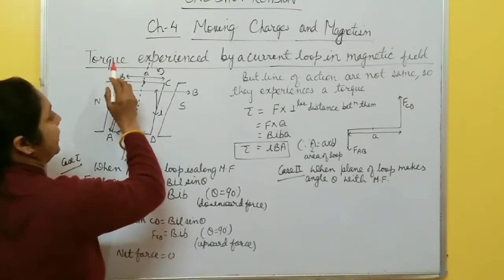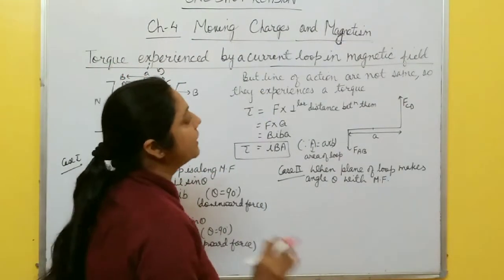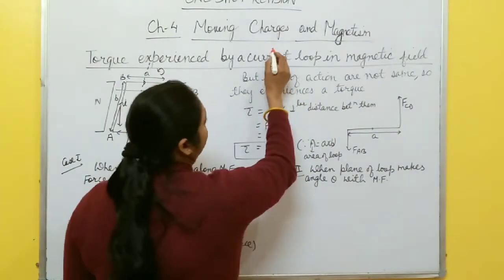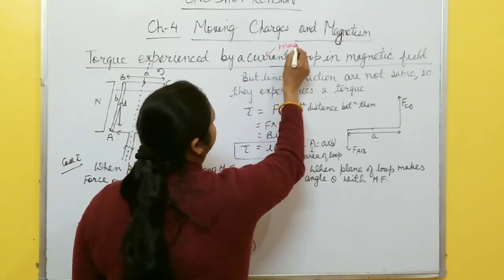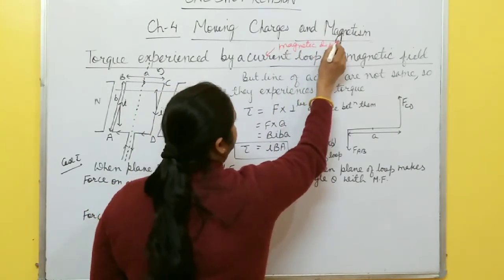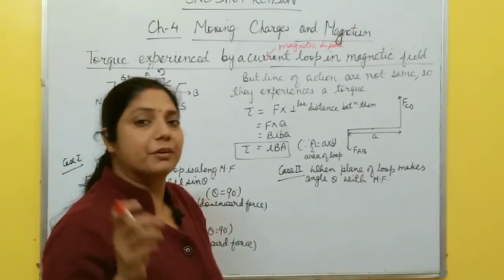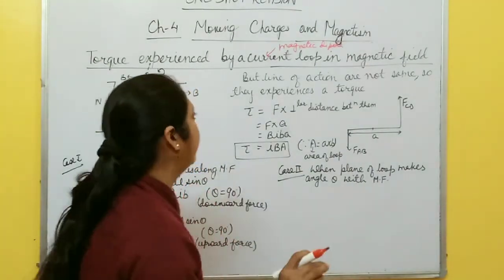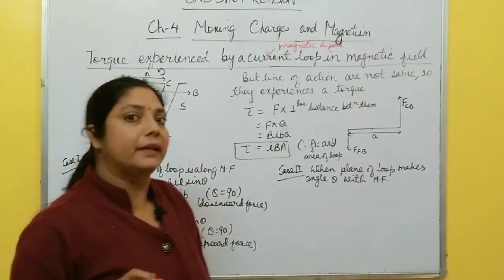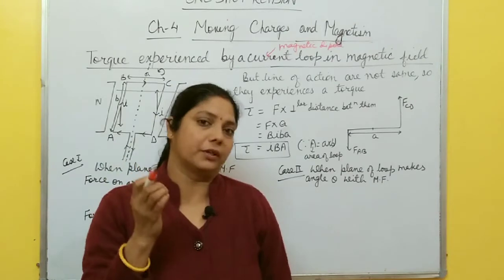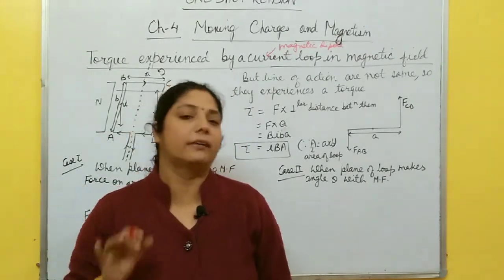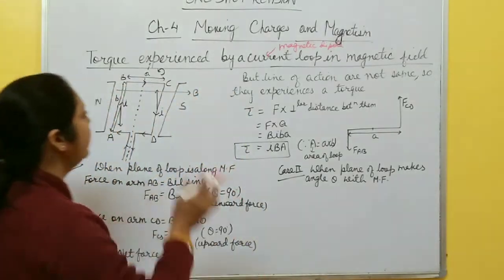Now, next important topic is torque experienced by a current loop in uniform magnetic field. Current loop means you can say magnetic dipole also. This current loop behaves like a magnetic dipole having magnetic moment I into A. So when this current loop is placed in a uniform magnetic field, it experiences some torque, and this torque is the basis of working of all galvanometers and electric motors. So this topic is very, very important.